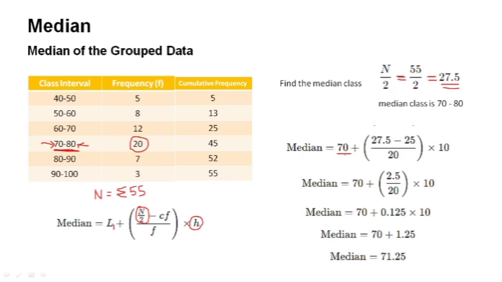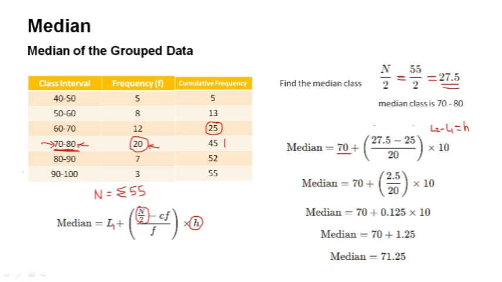Remember, the lower limit of the median class is 70, plus n by 2 minus the cumulative frequency of the preceding class. This is the preceding class, and this is the median class. The preceding class of this median class is 60 to 70, and the cumulative frequency of the preceding class is 25, divided by the frequency of the median class, into L2 minus L1. Remember, L2 minus L1 is nothing but h here.